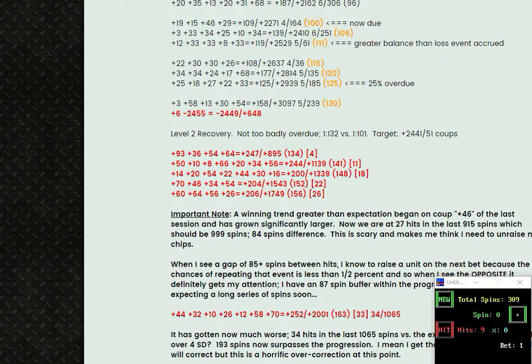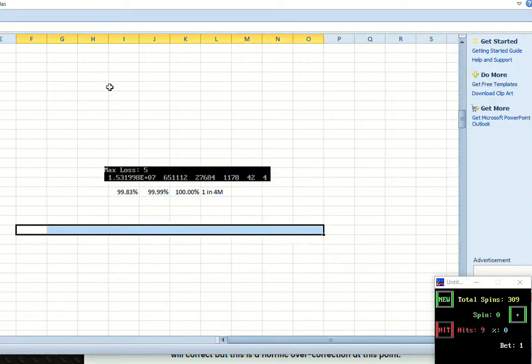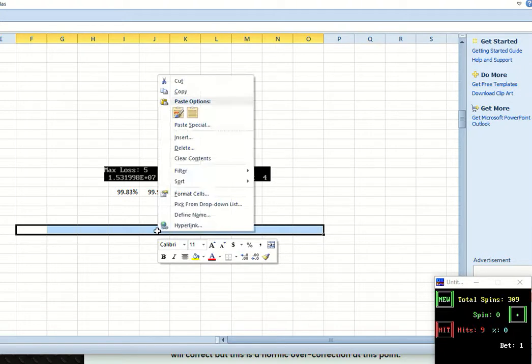But the problem is, see, so we have 1, 2, 3, 4, 5, 6, 7, 8, 9, 10. Okay, and then we take this and we fill it.